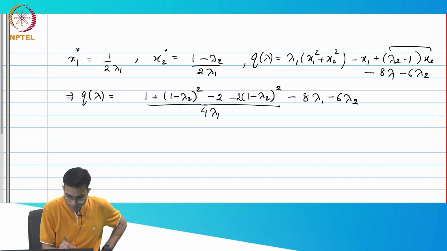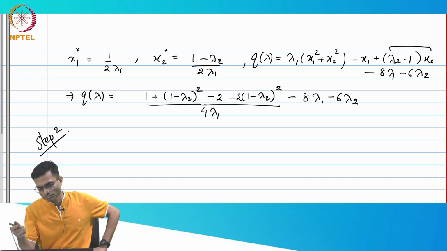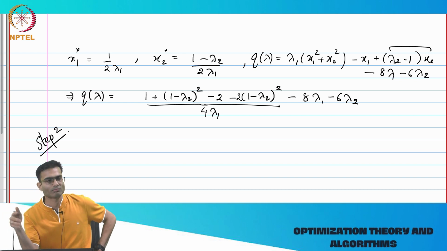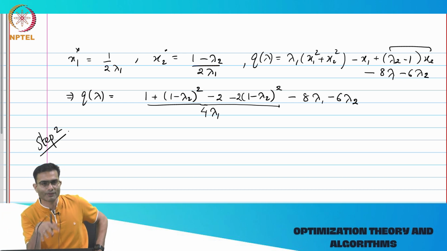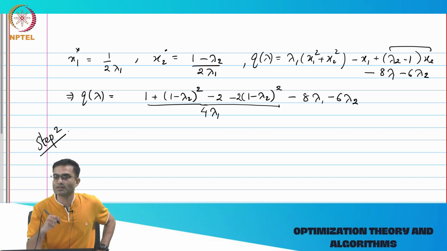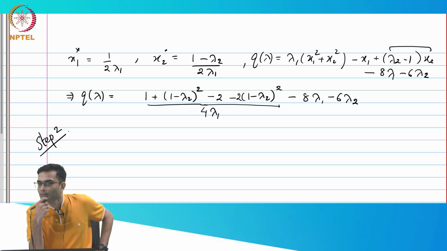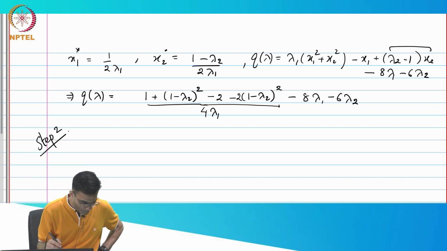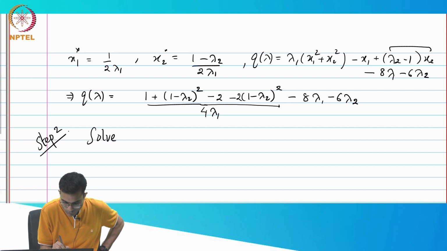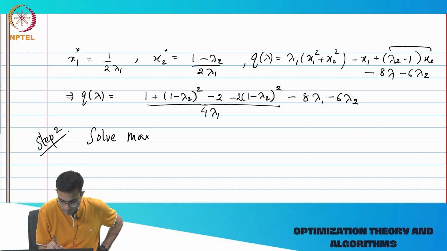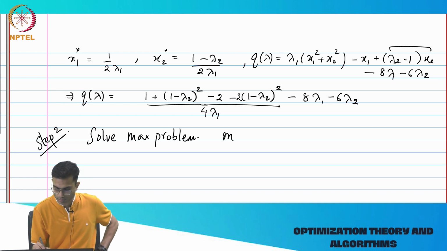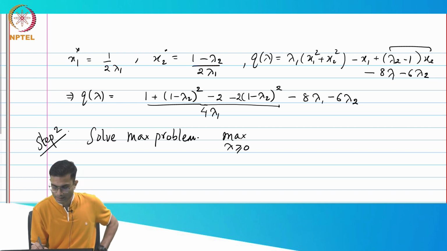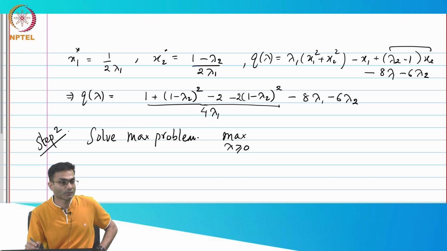Okay. Now step 2. So it's not a very convenient looking form, but it is what it is. So what is step 2? Once I get q, what do I do with it? Maximize it. Right now, step 2. Solve. Right. So max, lambda has to be greater than or equal to 0, of Q of lambda.